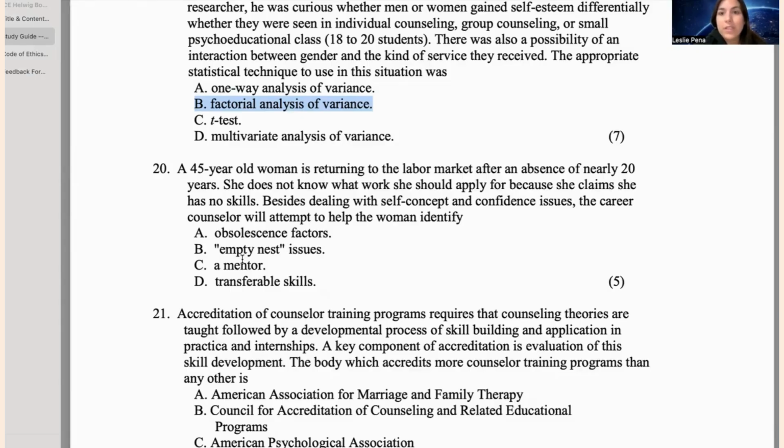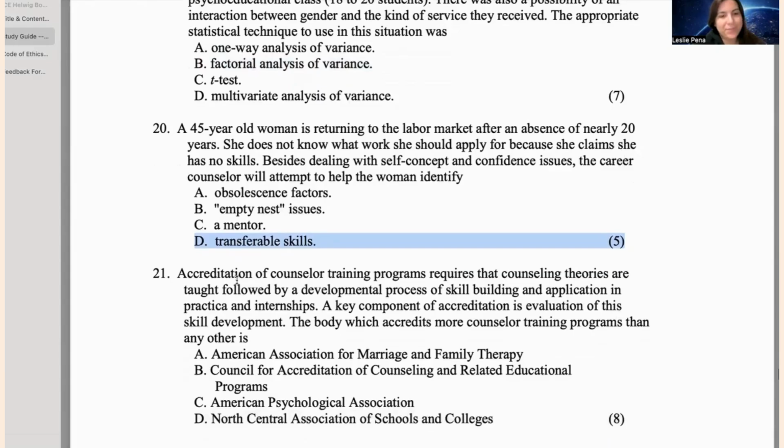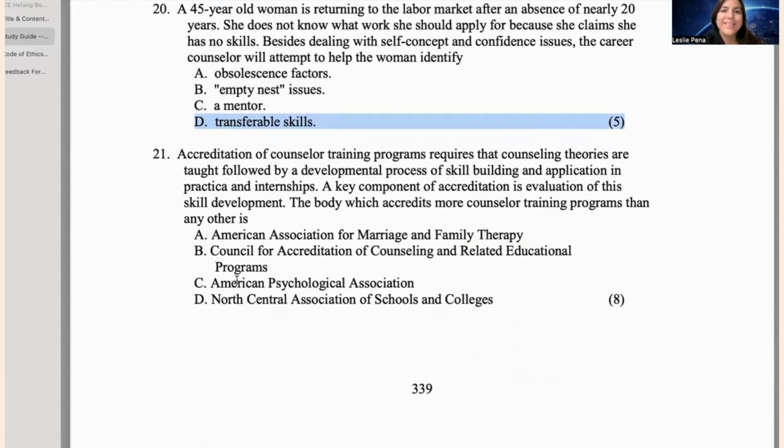So she hasn't worked for 20 years, but I'm sure she's got some skills. And our job is going to try to figure out how many of those skills we can apply to the job market and how they could be applied through transferable skills. The answer is D. Next.